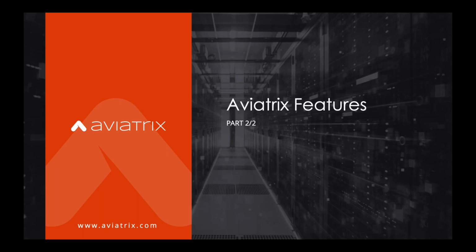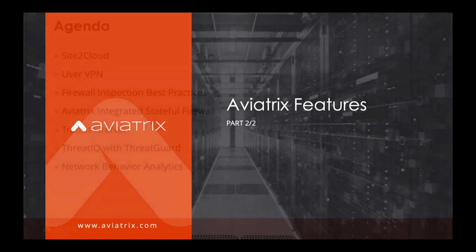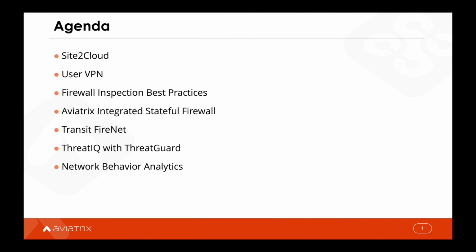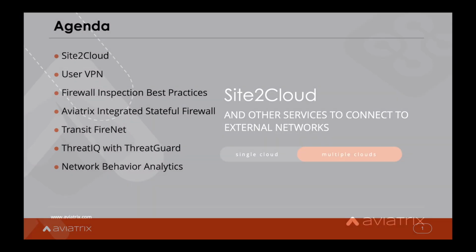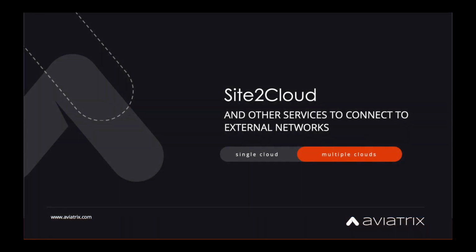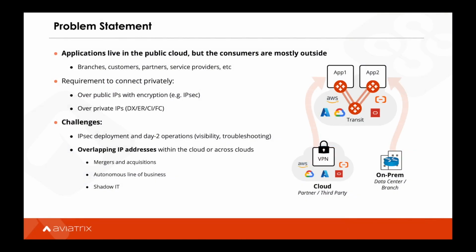Now let's take a look at some other features of the Aviatrix platform. Site to cloud and other services to connect to external networks. When enterprises build applications in the public cloud, the consumers of those applications tend not to be in the cloud. They tend to be in on-prem data centers, such as branches, customers, or partners.